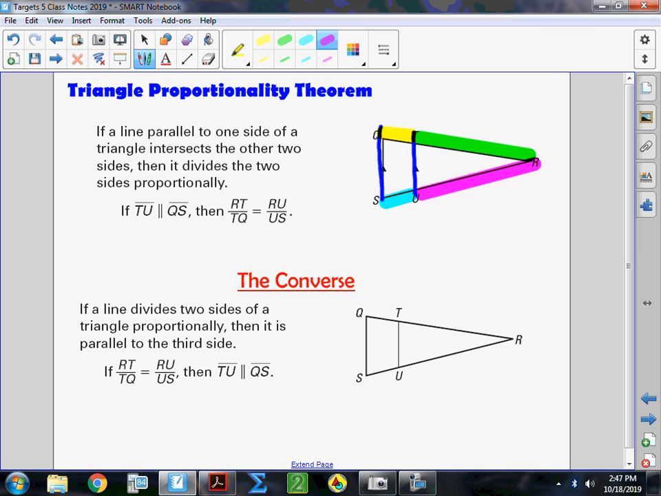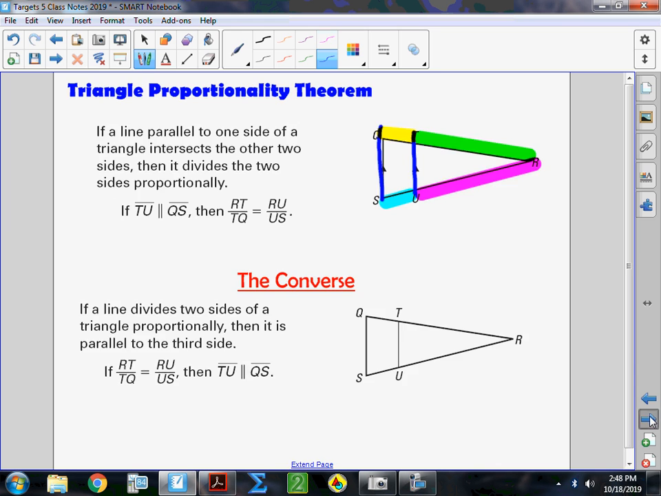When it says that it divides them proportionally, it means that the yellow over the green is going to have the same ratio, so as a fraction, that the blue over the pink is going to have. The converse to the theorem says that if this is true, if we know that the sides are proportional, that means that the line drawn in the triangle has to be, in fact, parallel.